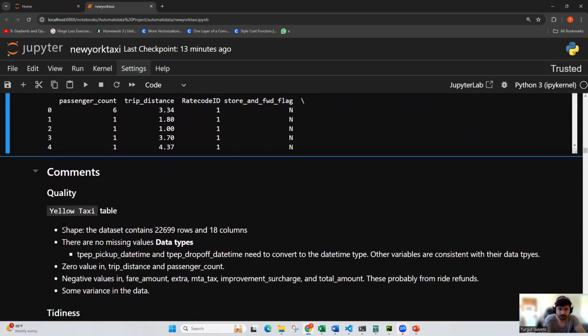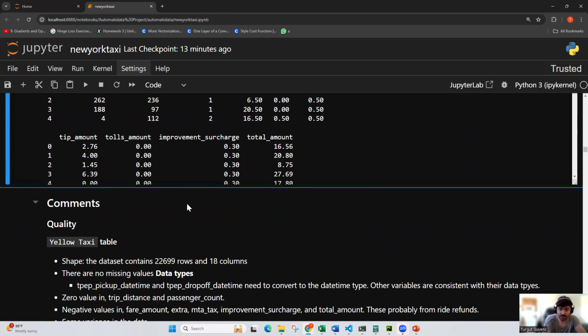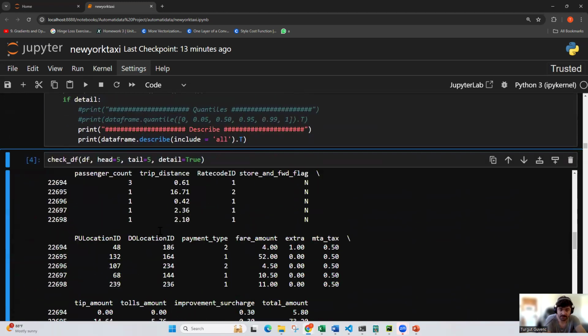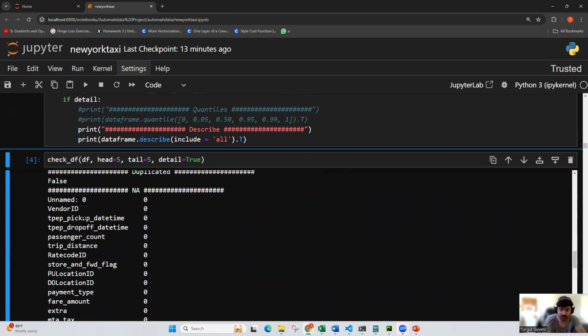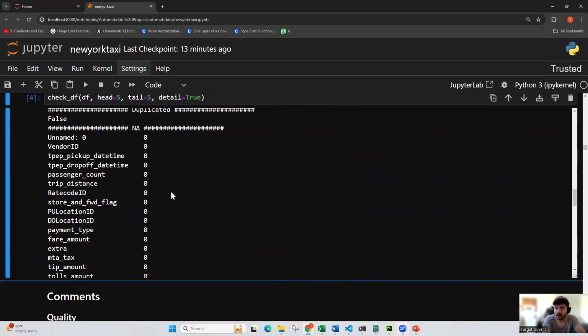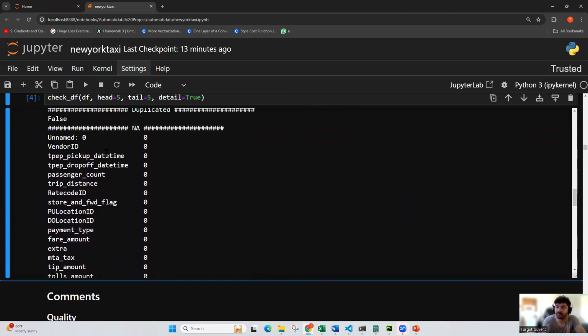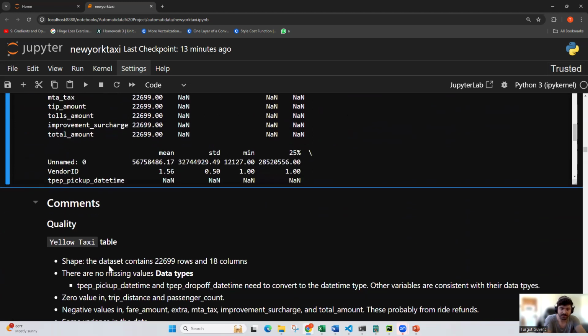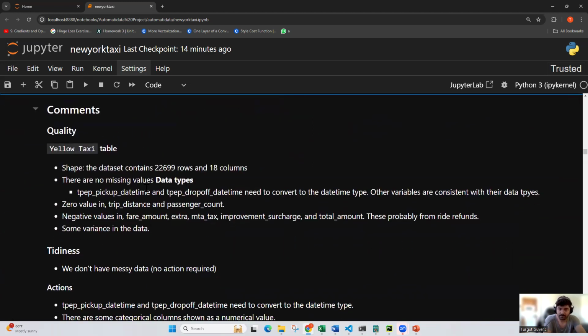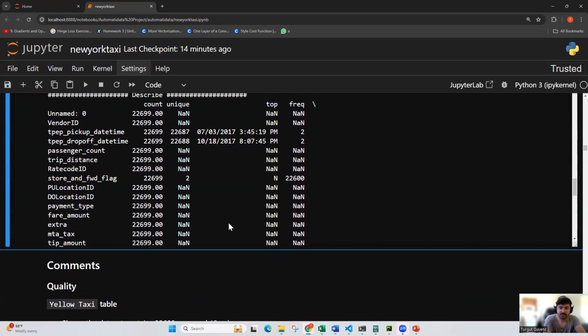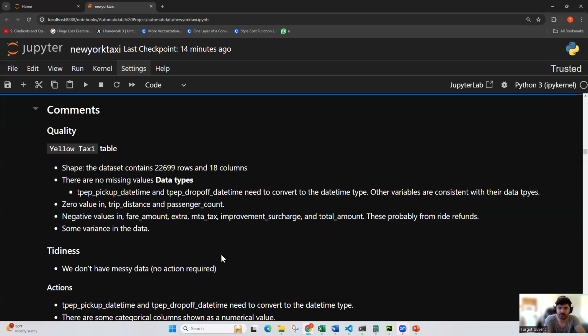And I mentioned here there is no missing value, but let's just check the missing value. Okay, so it shows whether each column has a missing value, and it also shows the total and missing values as well. As we can observe here, there is no missing value. So what I did, I wrote here that these datetime values need to be converted to the datetime type. Other variables are consistent with the data types. So we can continue to observe those values, right?